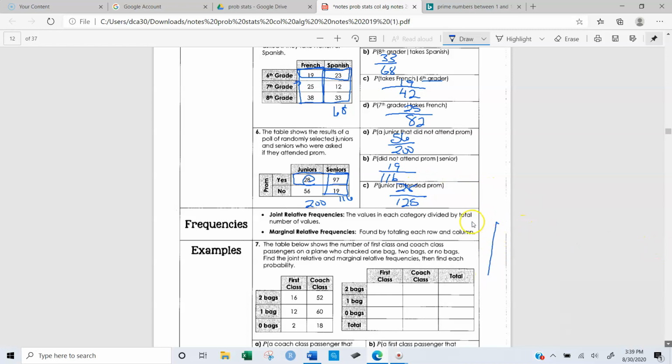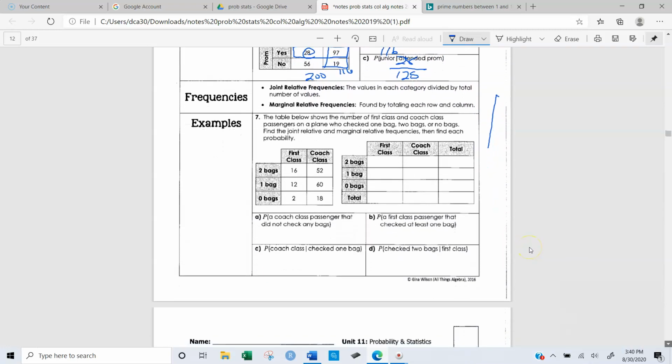All right, next we're going to talk about a joint relative frequency, the values in each category divided by the total number. So basically changing these to percentages. Marginal relative frequency is found by totaling each row and column. So let's go through and see if we can figure this out. We got our first class, our coach, and the number of bags they can take on. And we got to find our relative frequency.